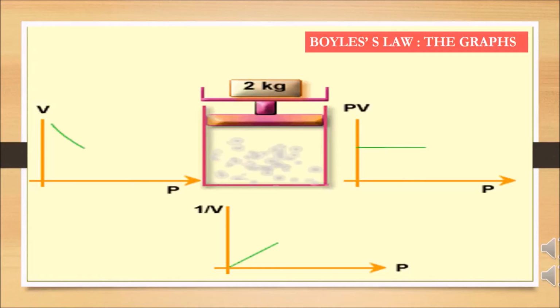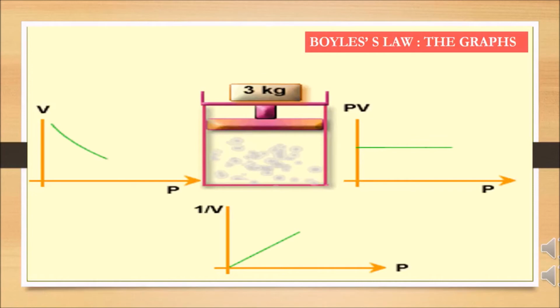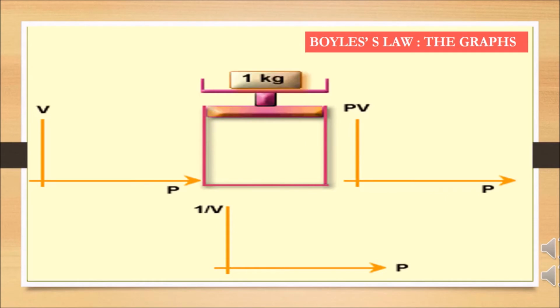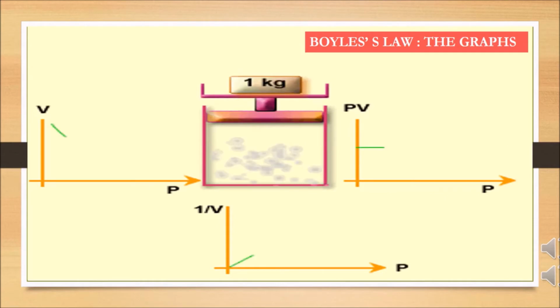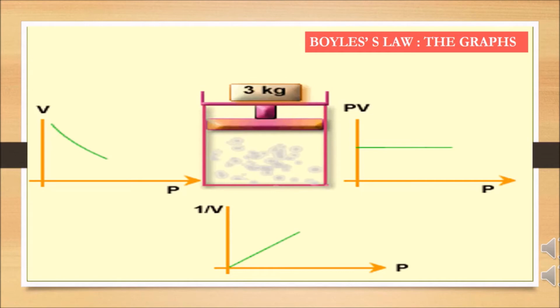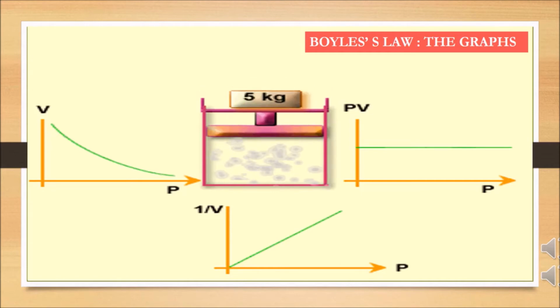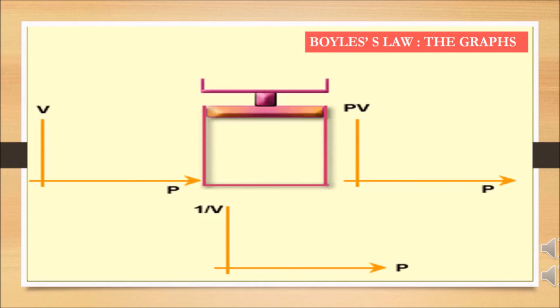The graph of V versus P is a curved graph, and the graph of 1 over V versus P is a straight line since pressure is inversely proportional to the volume. For the graph of PV versus P, as the pressure increases, volume will decrease at an equal rate. So that's why the value of PV remains constant.